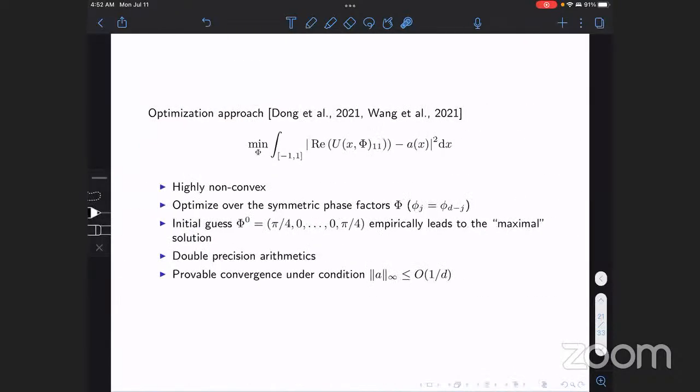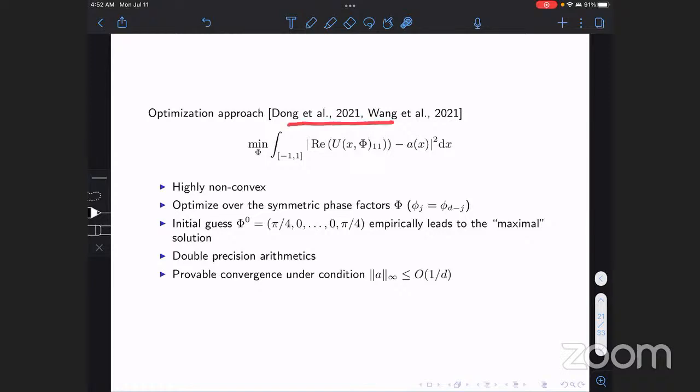There's also another approach, called the optimization approach, and the idea is to forget about these complicated formulas and directly try to optimize the phase factors such that the real part of the 1,1 component of this big 2x2 matrix U is going to match our polynomial A. This is a hard problem, because it's highly non-convex.